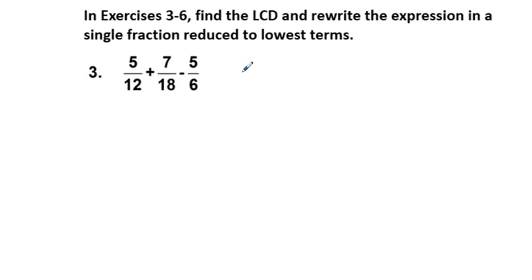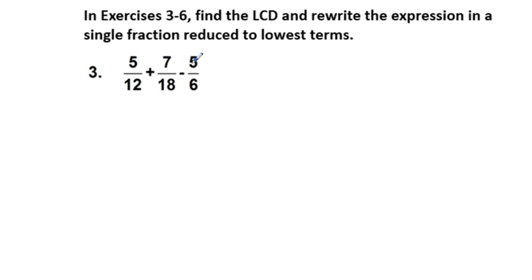Exercise 3 through 6, find the LCD. LCD means least common denominator, and rewrite the expression as a single fraction reduced to lowest terms. Well, we have our denominators of 12, 18, and 6. And so what we need to do for least common denominator is we need to go to higher numbers, because 18 would be a common denominator for 18ths for sure.